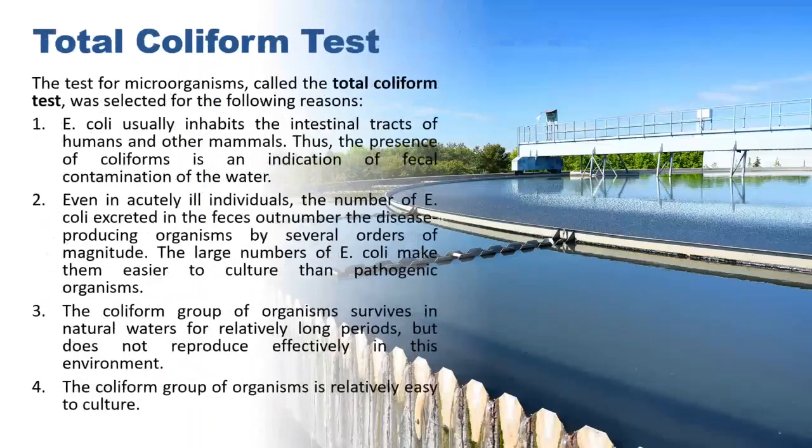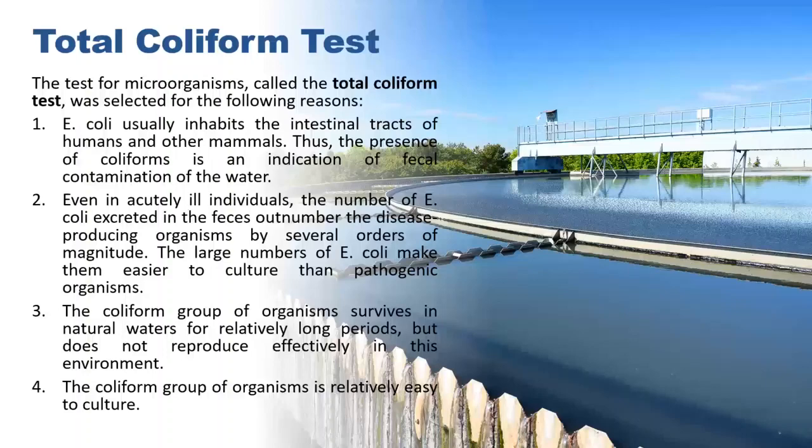The test for microorganisms, called the total coliform test, was selected for the following reasons. First, E. coli usually inhabits the intestinal tracts of humans and other mammals. Thus, the presence of coliforms is an indication of fecal contamination of water. Second, even in acutely ill individuals, the number of E. coli excreted in the feces outnumber the disease-producing organisms by several orders of magnitude. The large numbers of E. coli make them easier to culture than pathogenic organisms.